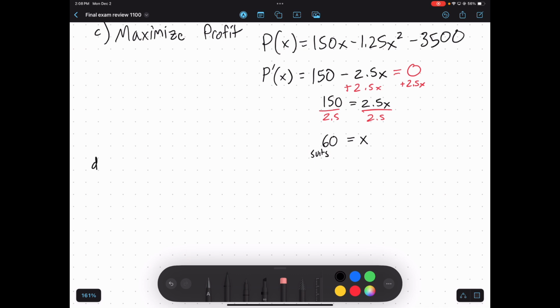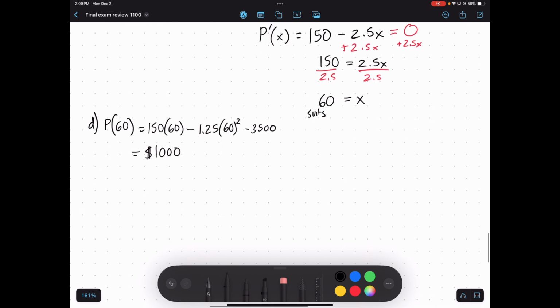Part D. What is the maximum profit? How do I figure that out? Just plug it into your profit equation. Really, I'm just finding out what's P of 60. So 150 times 60 minus 1.25 times 60 squared minus 3,500. You just throw all that into a calculator, and I got 1,000.